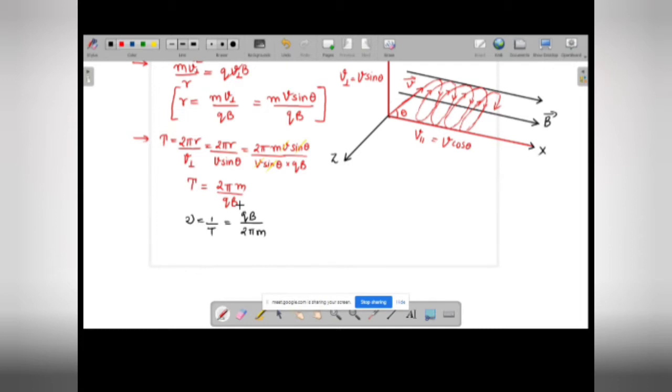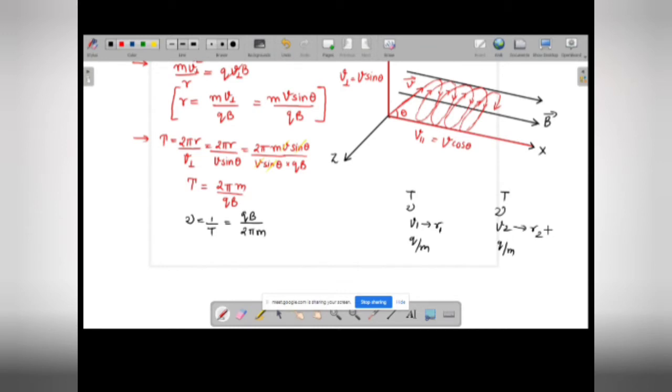So that means if the q by m ratio is the same for two particles, and the two particles are going with different velocities, still their time period and their frequency are going to be equal. Supposing I have two charged particles whose q by m ratio is the same, but they are moving with velocities v1 and v2, then their time period is going to be the same and their frequency is also going to be the same. What is going to compensate for this is the radius. The radius of the circular path will be different.